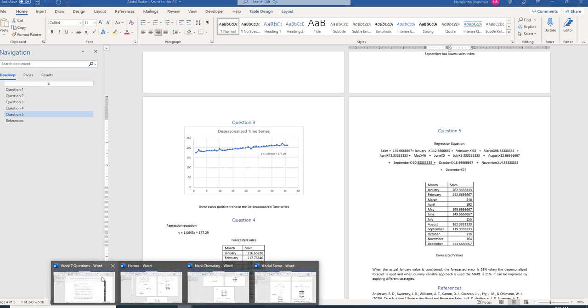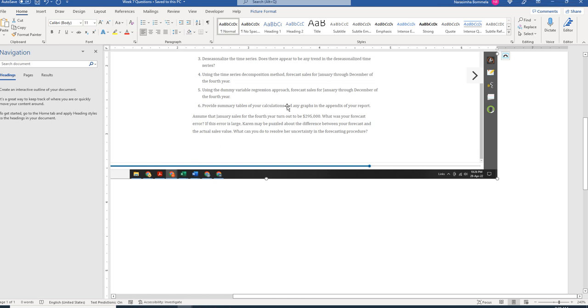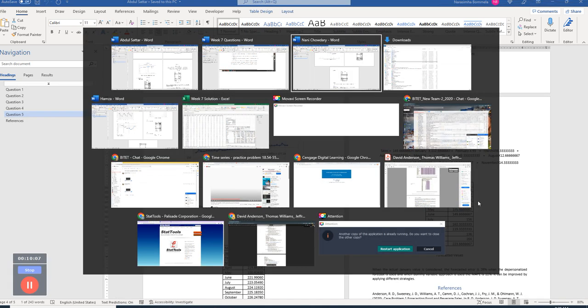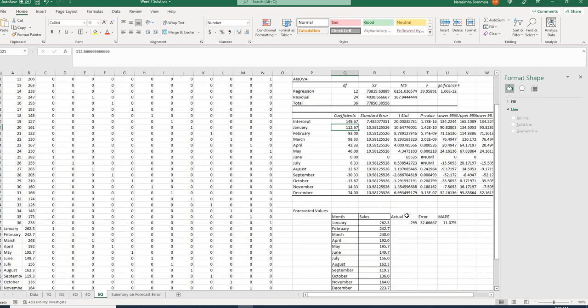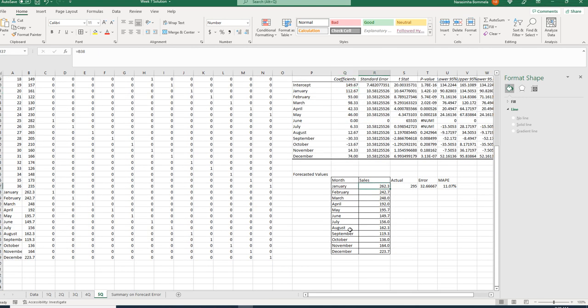Now the next question is regarding the summary. Whatever summary you want to write, by applying the regression equation, we have created the following thing. You just write your own information. There is a final question which speaks about forecast error. According to the actual values for the 4th year, the January value is 295. When the value is 295, we can see that the forecasted value is 262. The difference between these two is called error. So the error value is 32, which is less than the actual value.